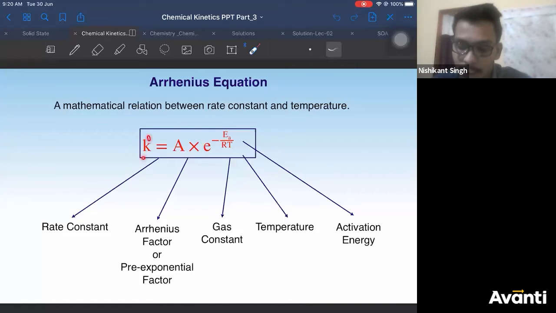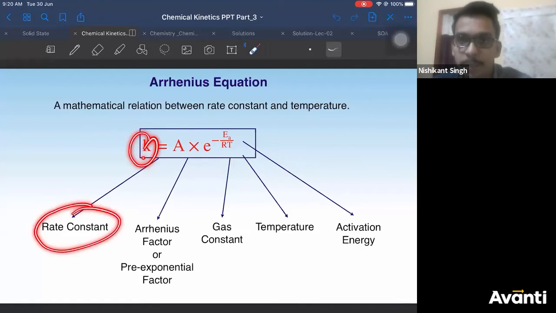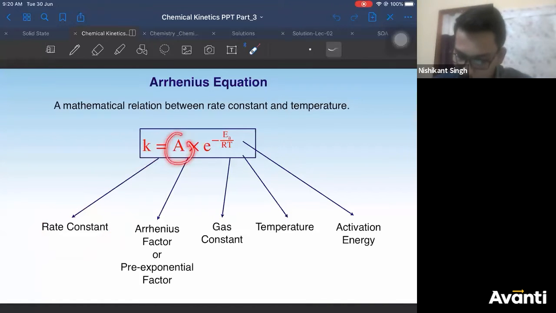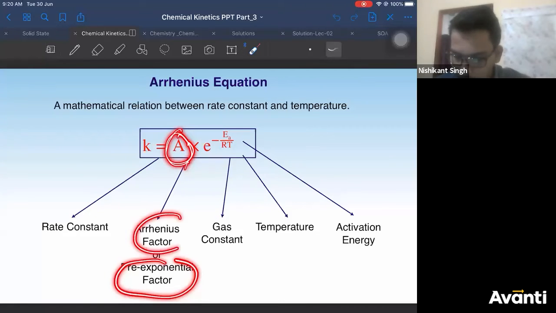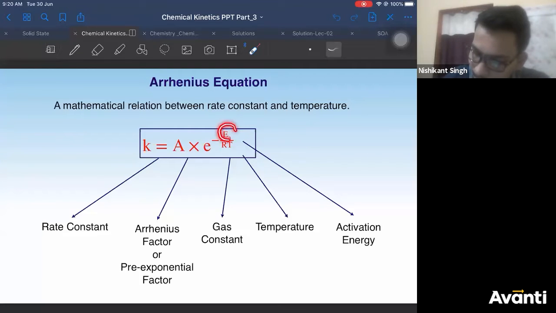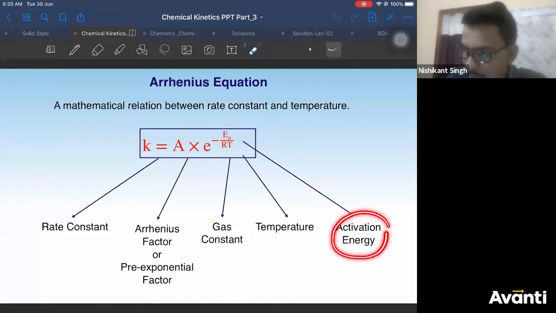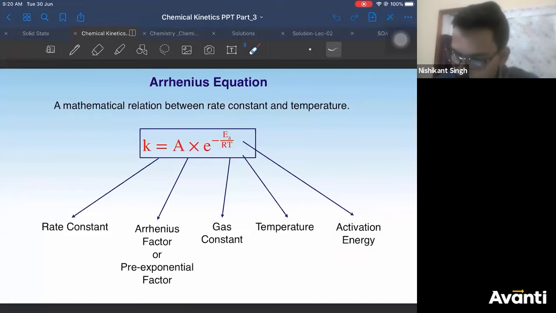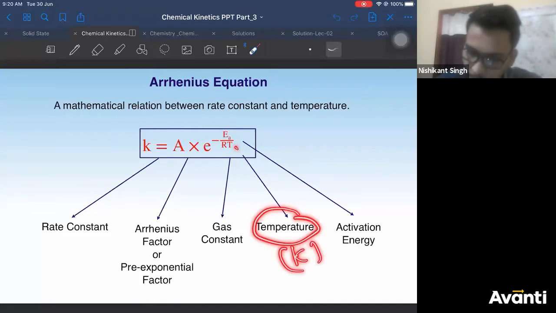Now what is K? K is your rate constant. All of us know it. What is A? A is called the pre-exponential factor, because it is coming before the exponential term, or it is also called the Arrhenius factor or Arrhenius constant. Here, Ea represents activation energy. We'll see soon what it is. Then T represents temperature in Kelvin.